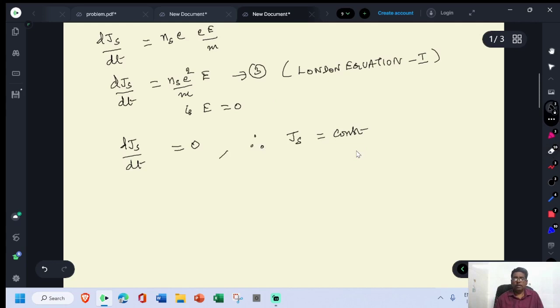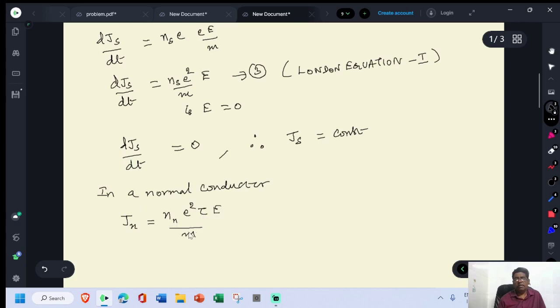In a normal conductor, the formula for current density Jn equals n suffix n, the density of normal electrons, e square, then collision time tau into E divided by m. This is the value of Jn, but the value of d by dt of Js is ns e square divided by m into E, whereas in the case of a normal conductor, the current density is nn e square tau, collision time, into E divided by m.